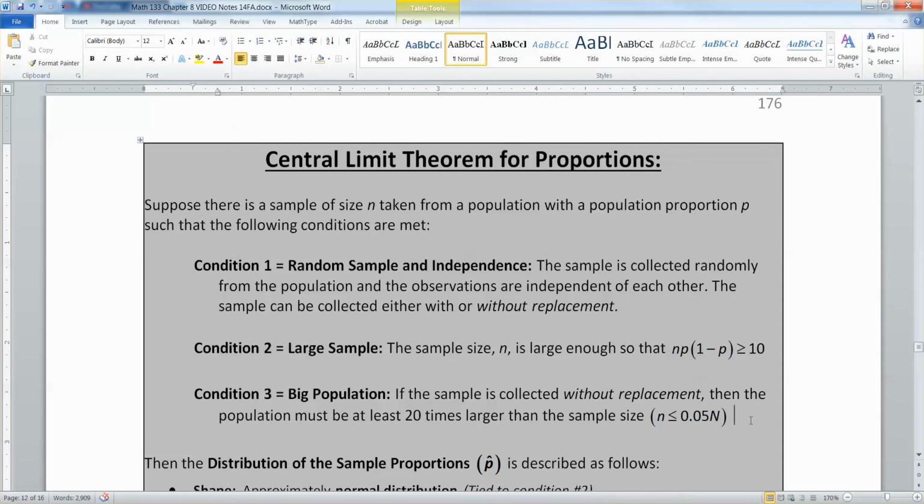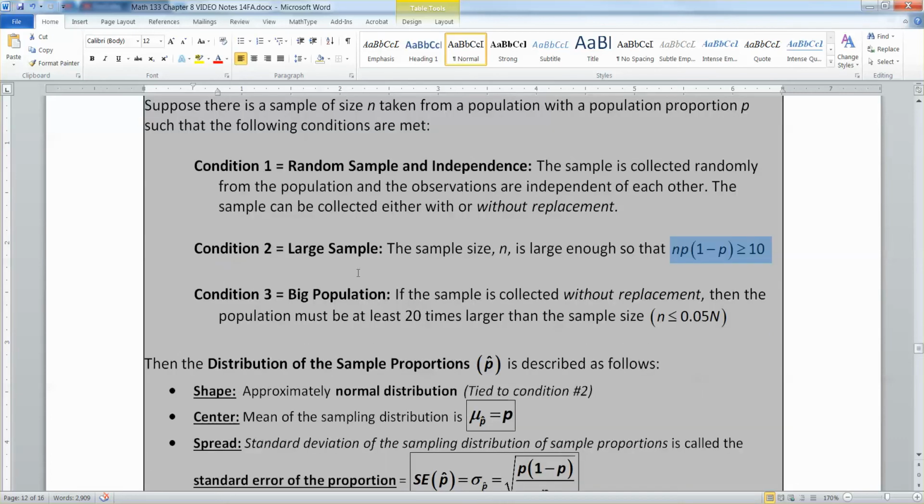And then the other condition besides that is that it has to be normally distributed. And in order to ensure that, you have to have a large sample. In particular, n times p times 1 minus p has to be greater than or equal to 10. And if you remember, that condition comes out of chapter 6 with the binomial distribution, because everything with proportions is really based in that binomial probability theory that we learned in 6.2.